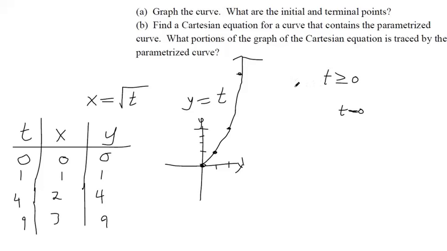There's an initial point but no terminal point. The initial point's when t equals 0. And when we plugged in t equals 0, we got 0, 0. That's it. That's all they want for the initial point, where it starts.